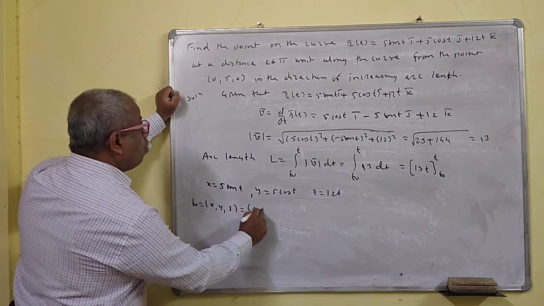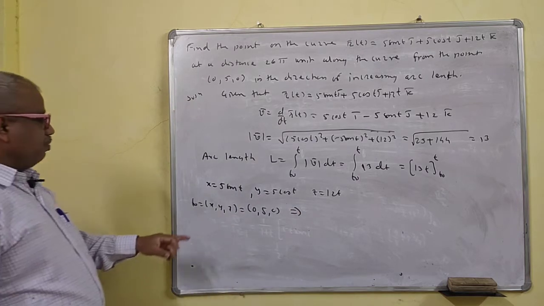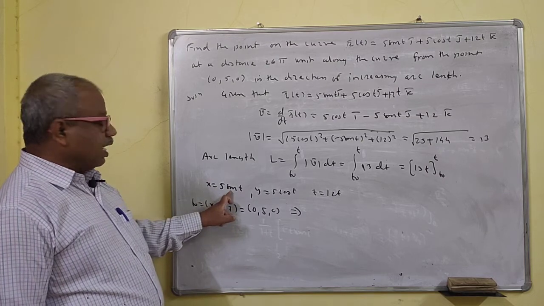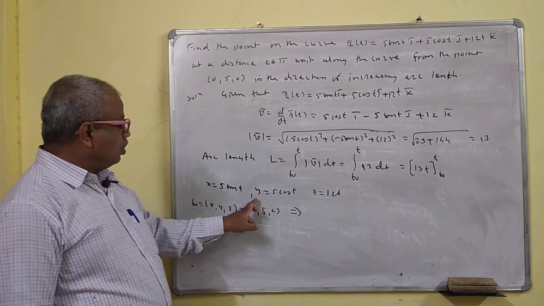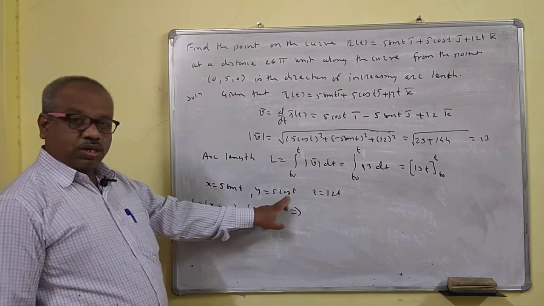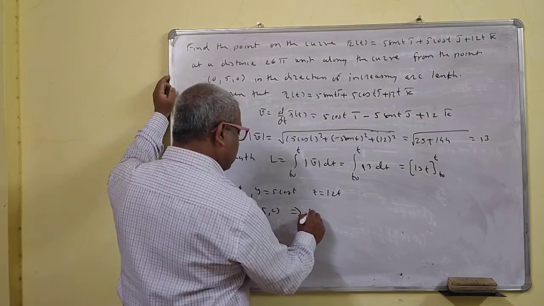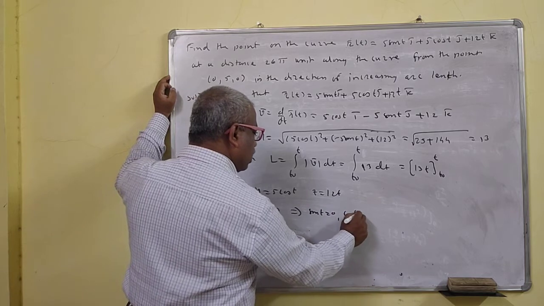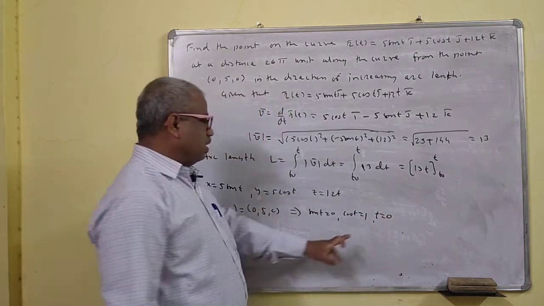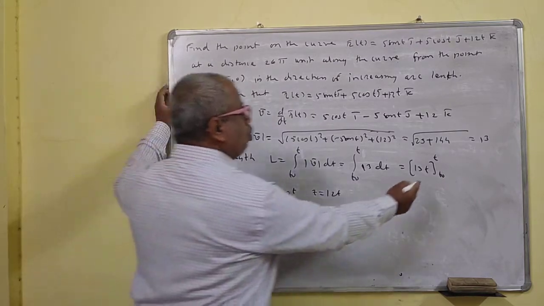So that is 0, 5, 0. So this implies that you have to put x equal to 0. x equal to 0 means sin t is 0. And y is 5, so cos t is 1. This implies that sin t is equal to 0, cos t is equal to 1, and z is 0 means t is equal to 0. See, this t equal to 0 satisfies all the conditions. So that means your t is 0, so your lower limit is 0 now.